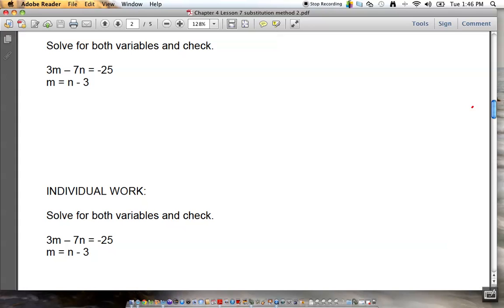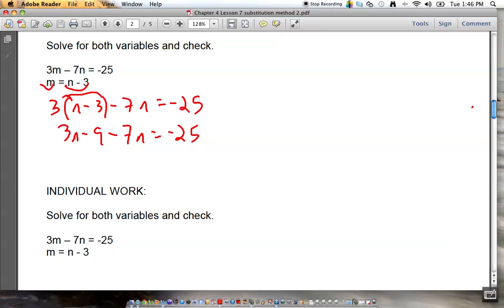Okay, let's take a look. Ready? We see right away that the m is equal to an n minus 3. So I am going to substitute the n minus 3 for the m. That's the critical step that you have to take. If you can see that step and make that happen, everything else you know how to do. Just distribute the 3. 3n minus 9 minus 7n equals negative 25.